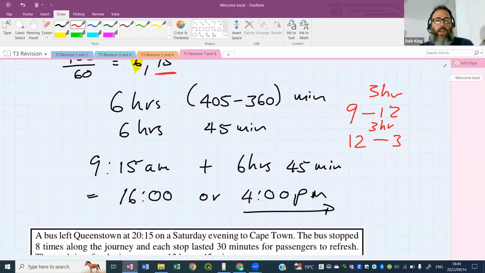But now we've got to take care of the minutes, okay? So now we look at the minutes. And we're saying we've got 15 minutes to start with, and we add another 45 onto that. 15 and 45 makes another hour, doesn't it? Yes, sir. So instead of 3 p.m., we've got to move up another hour.